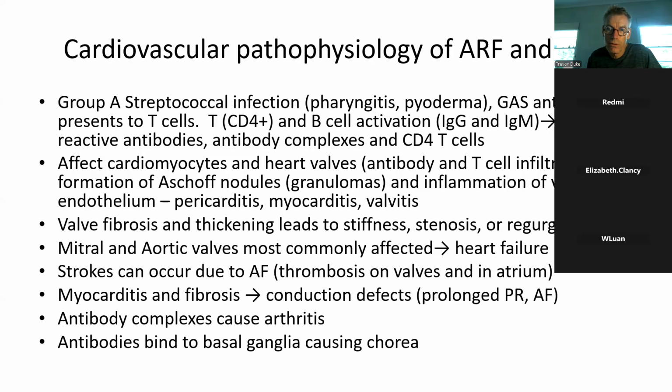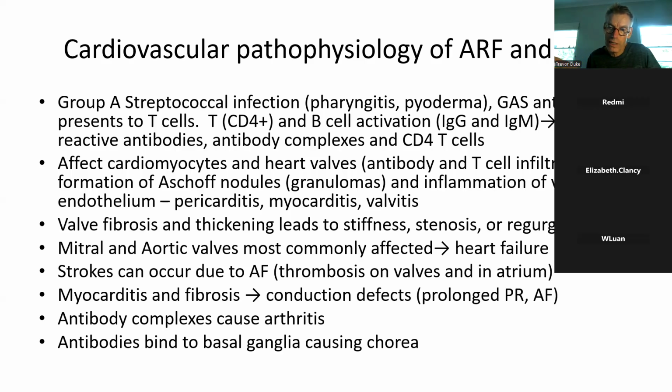I just wanted to, I talked a bit about this before, but just to understand the cardiovascular pathophysiology of acute rheumatic fever, and remember it's an autoimmune disorder in some ways, triggered of course by group A streptococcal infection, by pharyngitis or pyoderma, skin infection. The antigen of group A streptococcus presents to T cells. Won't go through all the immunology, but remember, of T cells, there are T helper cells and T killer cells. Well, you get in acute rheumatic fever both T helper cell activation, CD4 cells, and B cell activation.